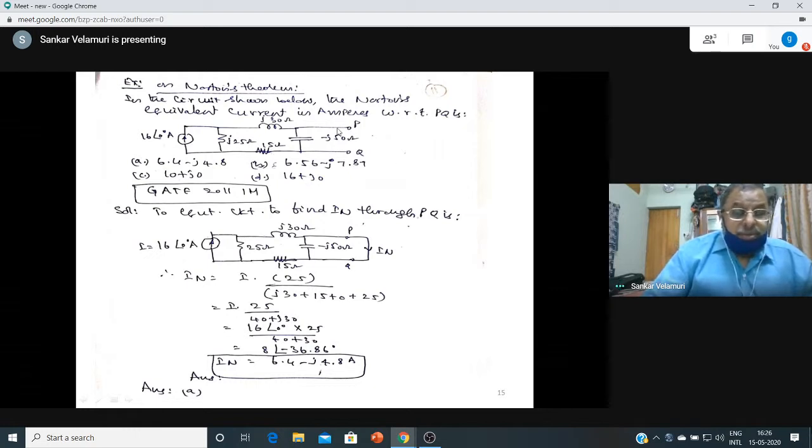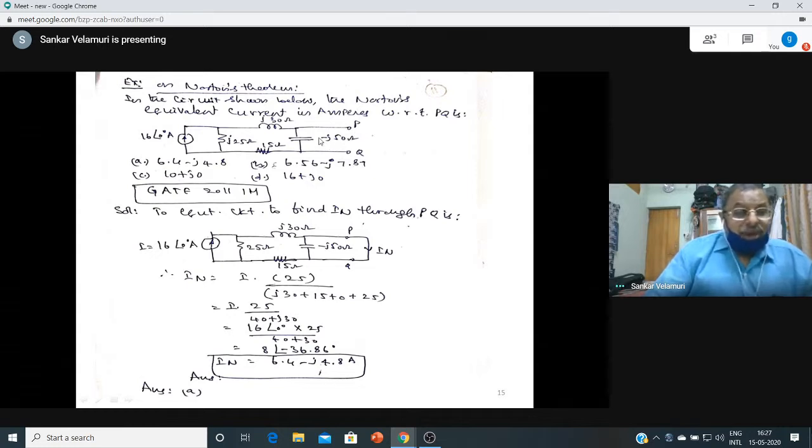And here the current is being asked. So with respect to PQ, the Norton's equivalent current in amperes means it is a short circuit current. No additional load is being considered. Even if the load is there, you have to short it.